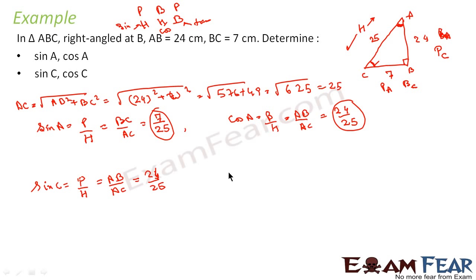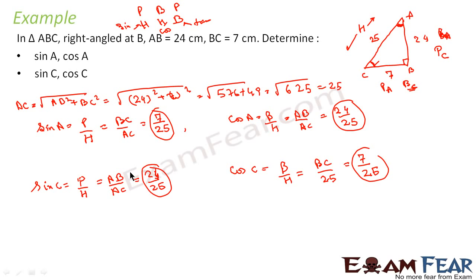Similarly, when I find cos C, use the same formula. Cos is B by H. When I take C as the angle, the base is BC. BC by H, that is 25. So this becomes 7 by 25, and that is my answer. So I got both the values.